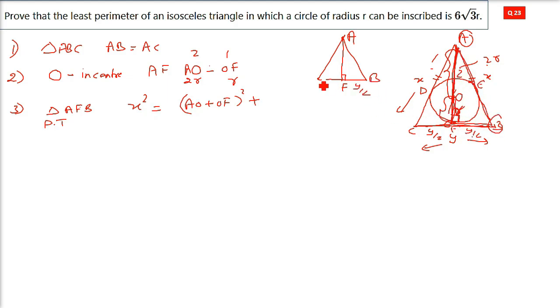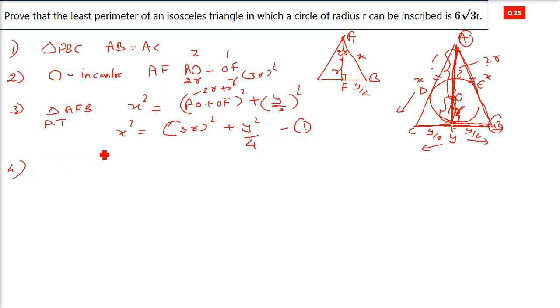Again, this is y by 2, this is x, and assume that there is a point O here. So OA will be 2r, OF will be r. So AO is 2r, OF is r, and the combined length is 3r. 3r whole square is 9r square. So you can write it as 9r square. And here you have y by 2 whole square, so y square by 4. Okay. Now this is the first equation you have.